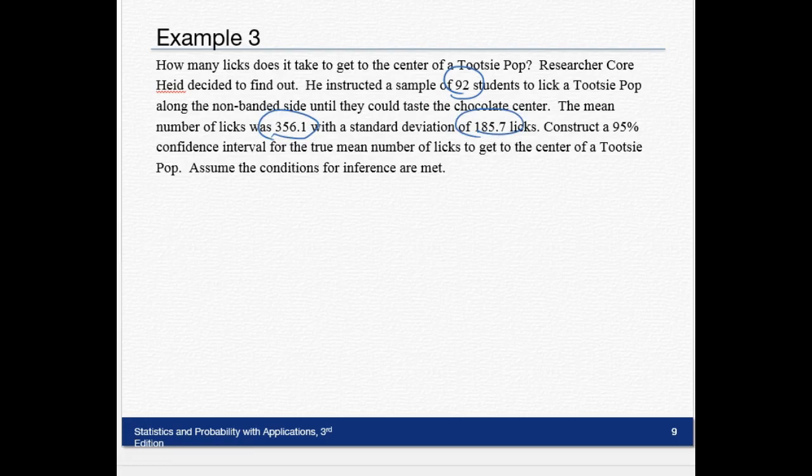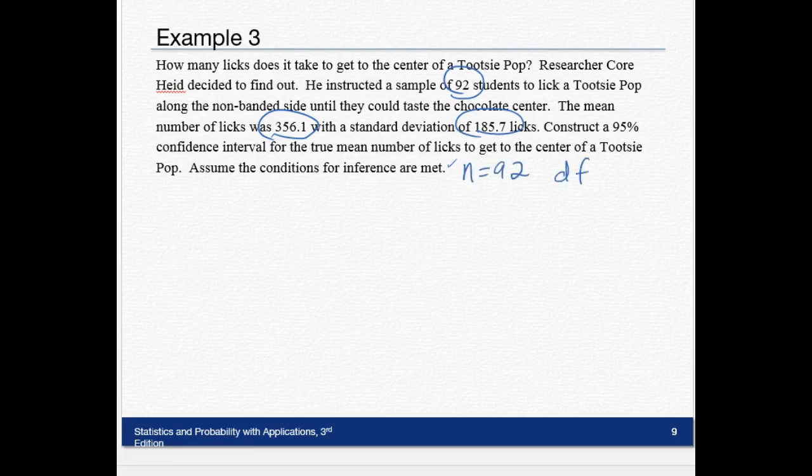Construct a 95% confidence interval for the true mean number of licks it takes to get to the center of a Tootsie Pop. Assume the conditions are met, so we don't have to worry about that. Okay, so now let's go back and look at the numbers we circled and name them. Okay, 92 is my sample, so n is 92.